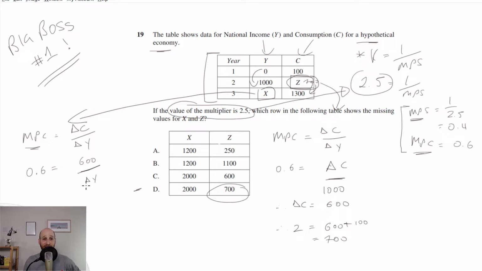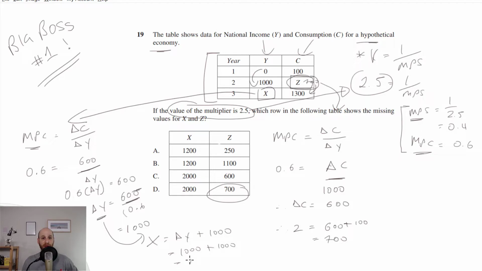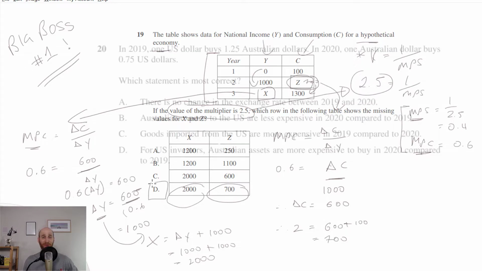We don't know that yet. So then what we can say is that 0.6 times change in Y equals 600. So the change in Y equals 1,000. So if the change in Y equals 1,000, then X will equal the change in Y plus what Y used to be. So that will equal 1,000 plus 1,000, which will equal 2,000, which gives us D.